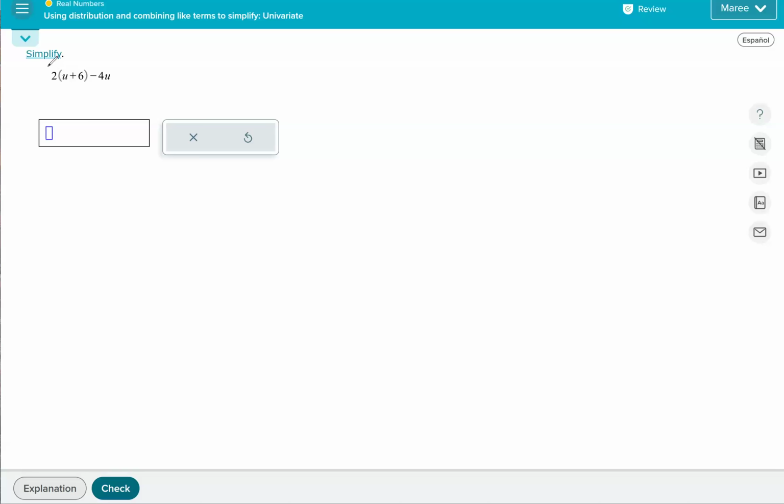So in this case, we're going to take this 2, we're going to multiply it by u to get 2u, keep our plus sign, and we're going to do 2 times 6, which is 12. And then we have that minus 4u at the end. In order to combine like terms, we need to actually know what the terms are. So I'm going to separate them by a line, which comes right before a plus or minus sign.